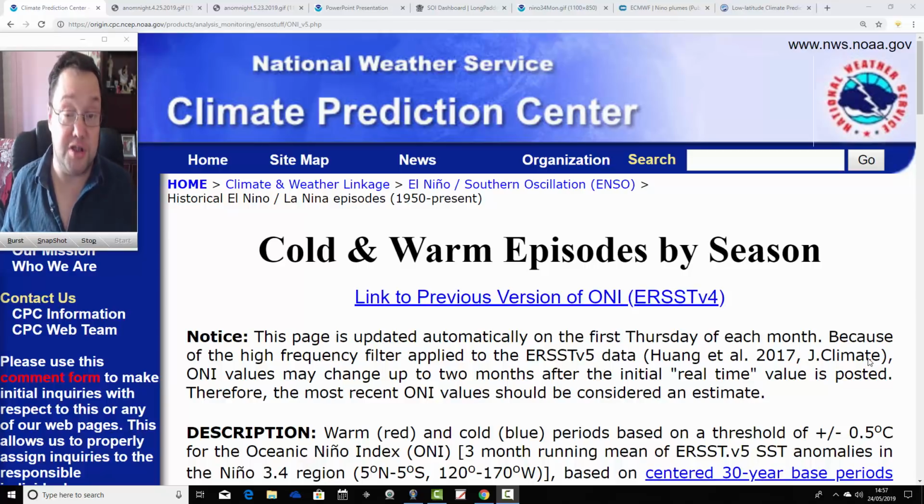With ENSO, we'll also have a look at some forecasts to see what three of the leading seasonal models are forecasting for ENSO for the rest of this year.